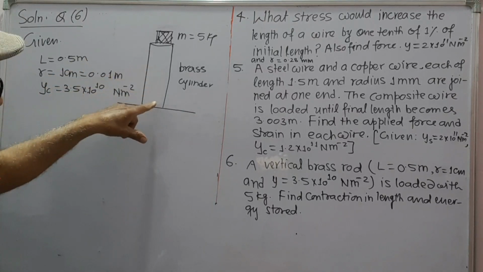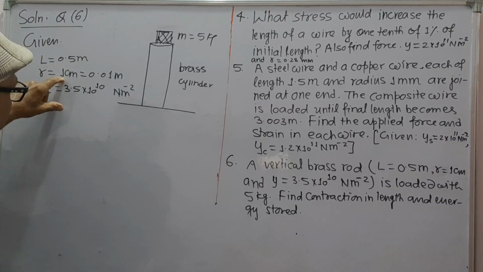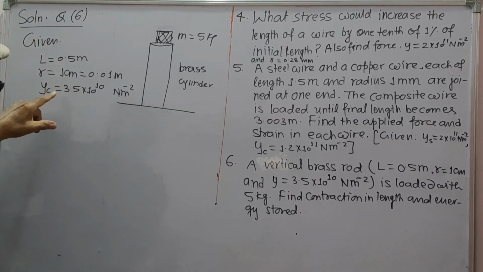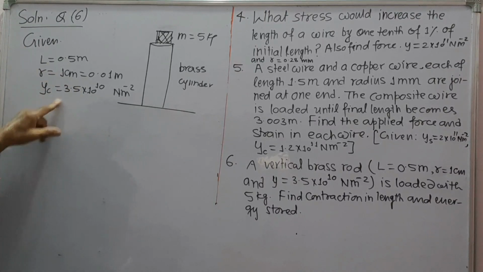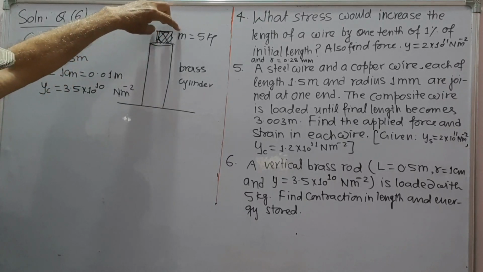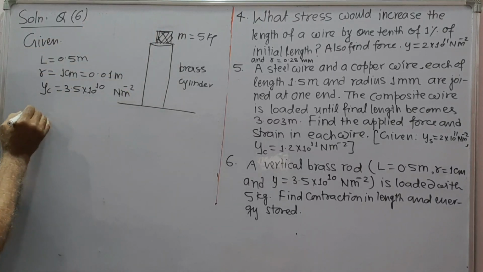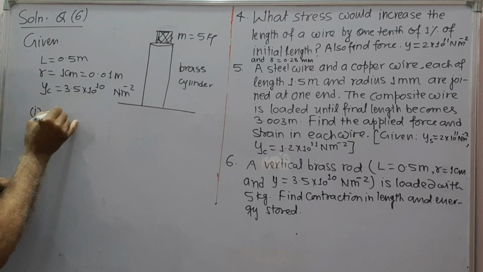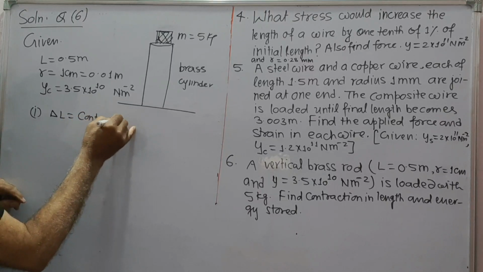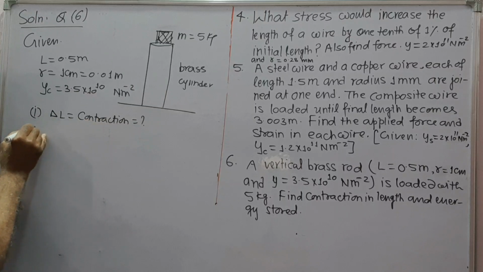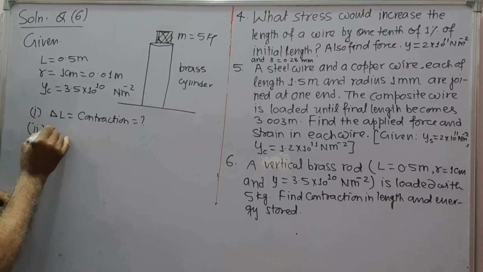Given: a brass cylinder of length 0.5 meter, radius 0.01 meter, Young's modulus 3.5 into 10 to power 10 Newton per meter square. It is loaded with mass 5 kg. Then we have to find contraction, means decrease in length. Second, we have to find the energy stored.